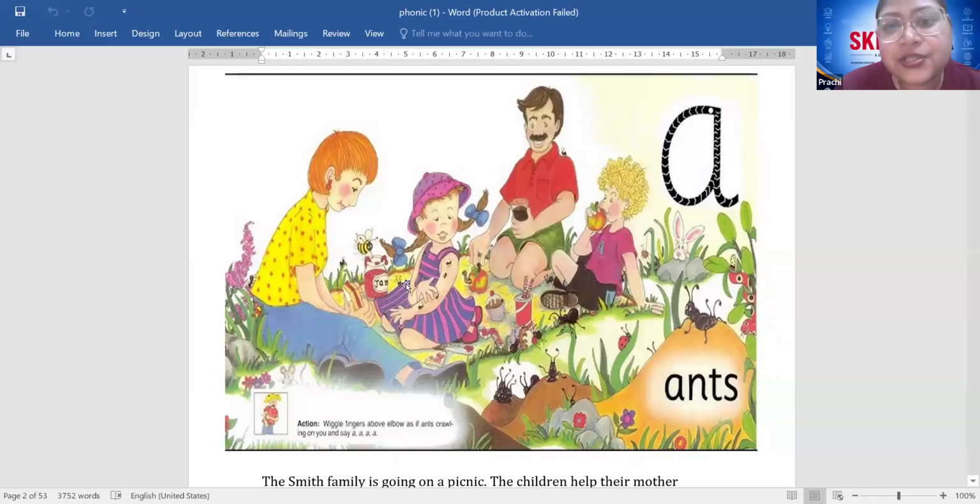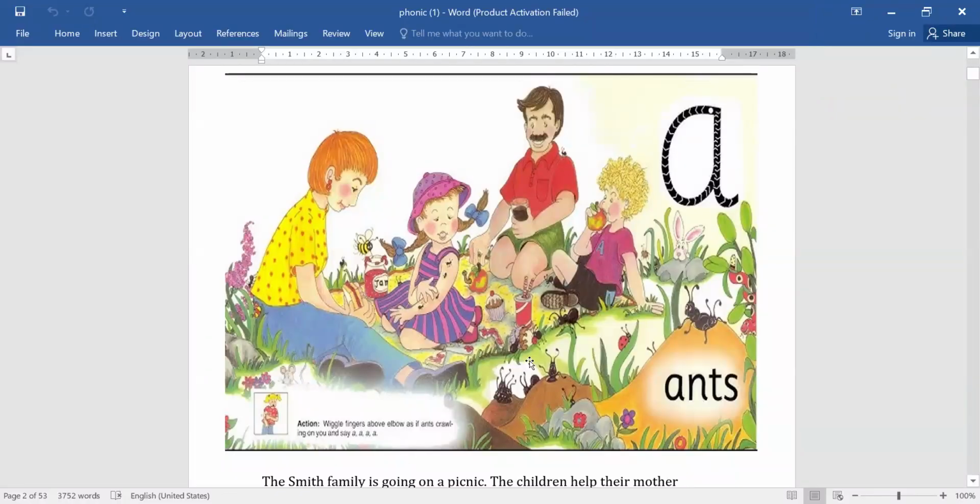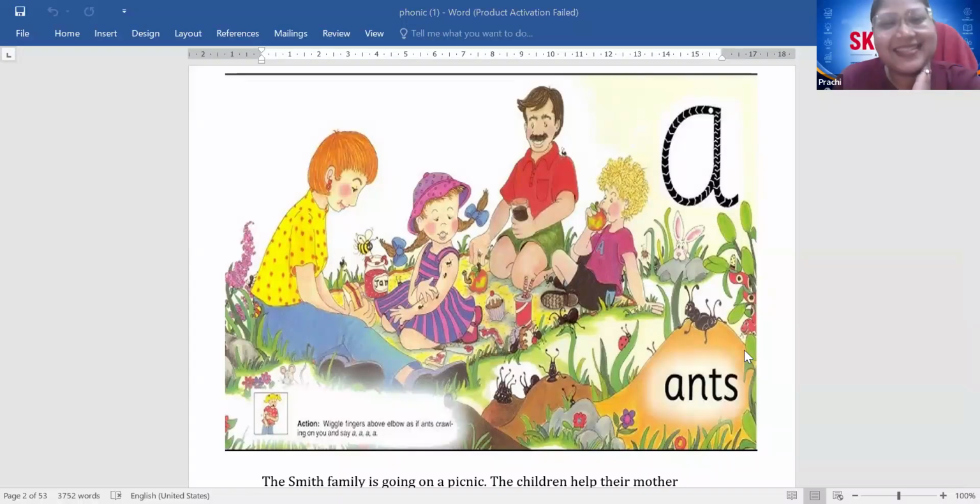So what are the children enjoying? What are they eating? They are eating some stuff which is not very clearly visible, but they are having some. Yes, they're eating apples. They're eating jam. They are eating cake. Like this, they will answer correctly.